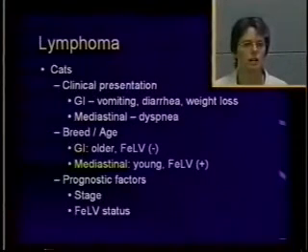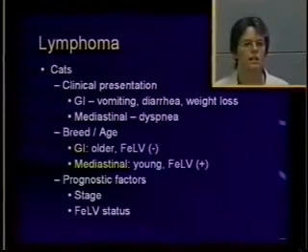Animals that have GI lymphoma tend to present with vomiting, diarrhea, and weight loss, as might be expected. And animals that have mediastinal lymphoma often have pleural effusion, and they present with dyspnea. Cats that have GI lymphoma tend to be older cats, and they tend to be feline leukemia negative. Cats that have mediastinal lymphoma tend to be younger cats and are most commonly, probably in 70 to 80% of the cases, feline leukemia positive.